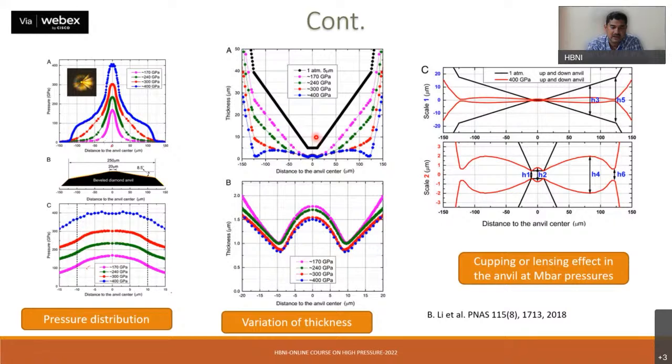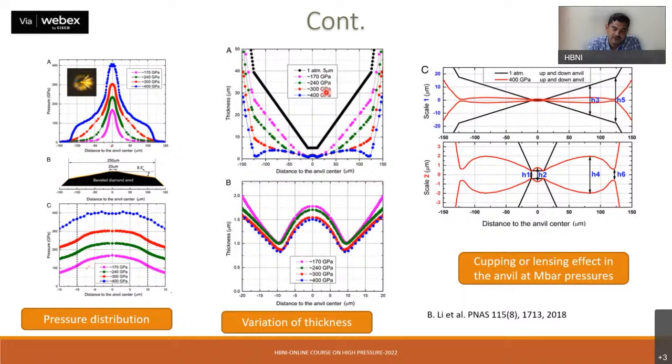And this graph shows the thickness distribution, like the thickness of the gasket as you go to higher and higher pressure. So you see here that at 1 atmosphere, the thickness of the gasket is 5 micron. So to achieve these kinds of pressures, the indented thickness of the gasket to start with is itself 5 micron. You can understand, you have to make the hole in the indented gasket with 5 micron thickness.